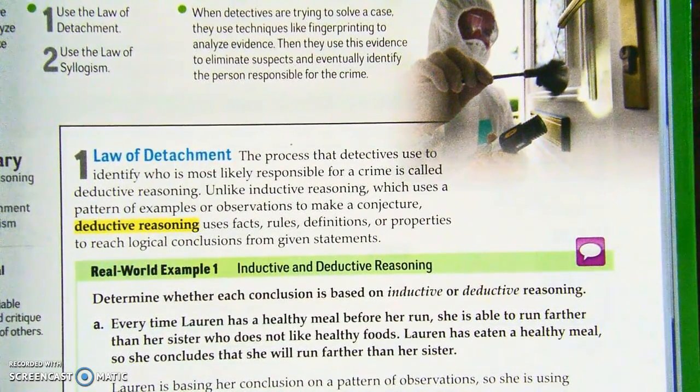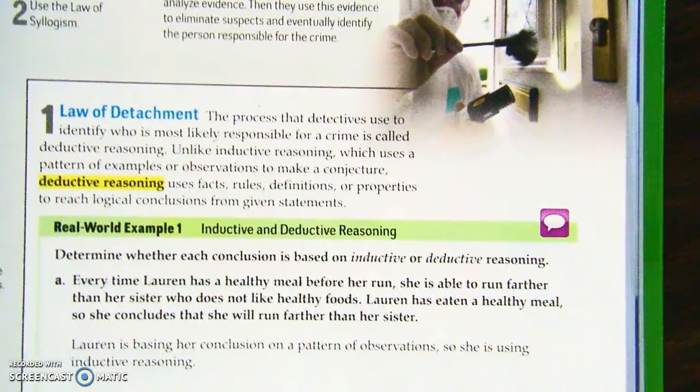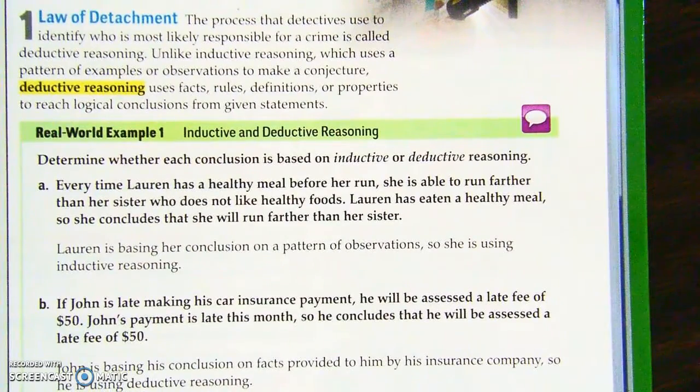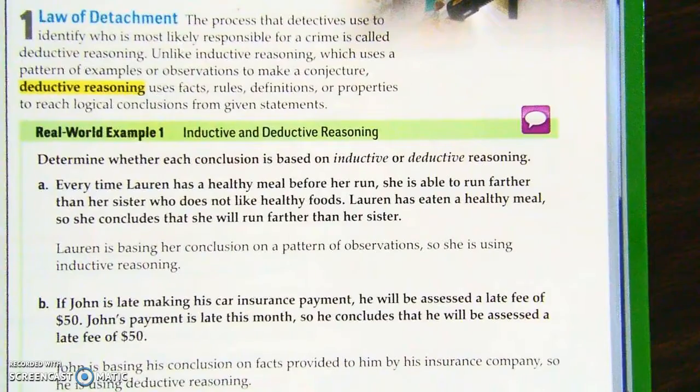That's when we get into the clue game, or CSI stuff, or having to solve any of those kinds of mysteries. Okay, so here, let's look at our first example. Determine whether each conclusion is based on inductive or deductive reasoning. So now we get to decide, is it based on a pattern, or is it based on facts? Okay, so every time Lauren has a healthy meal before her run, she is able to run farther than her sister who does not like healthy foods. Lauren has eaten a healthy meal, so she concludes that she will run farther than her sister.